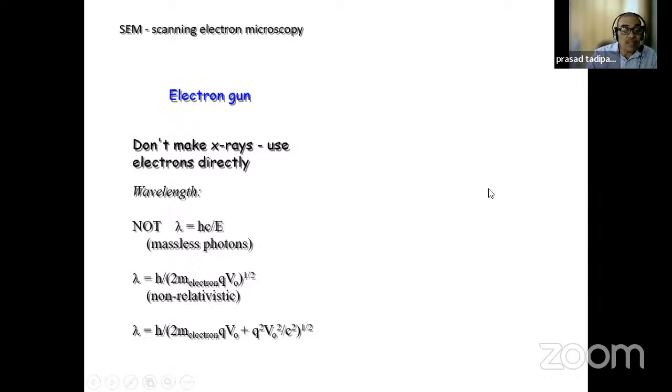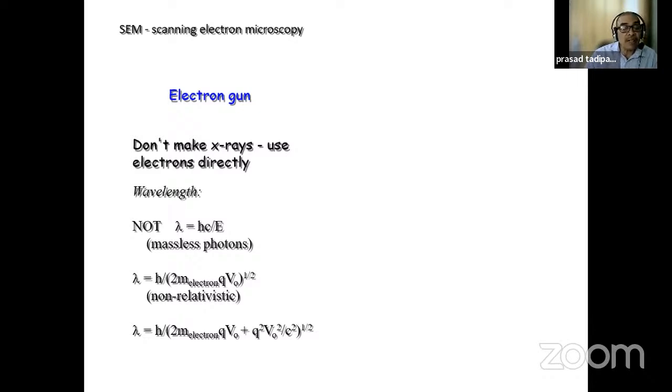As for the applications, usually in the field of biology, medicine, and material science, we use these for sample studies of morphology, that means surface studies. These are the applications.